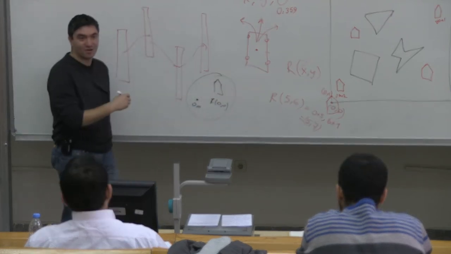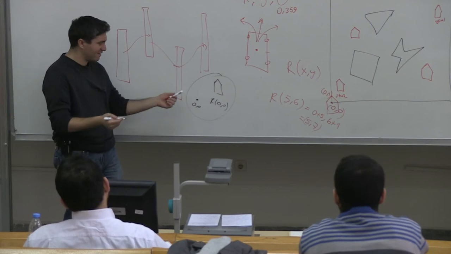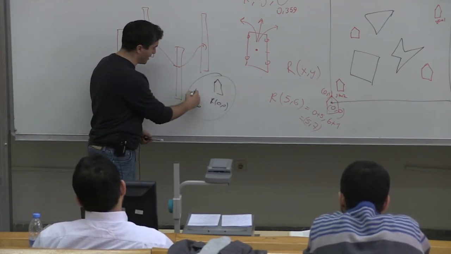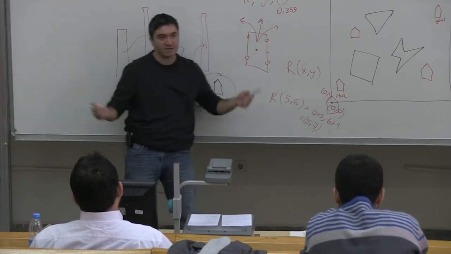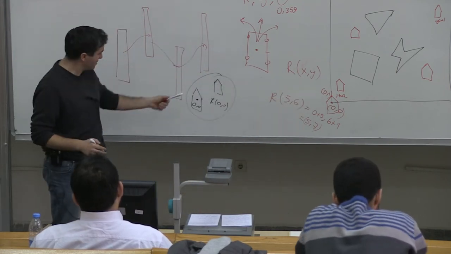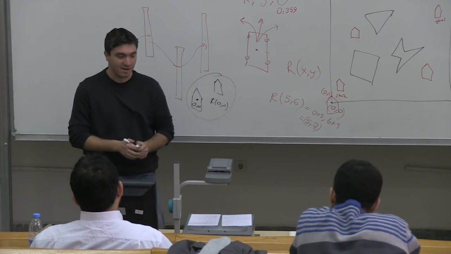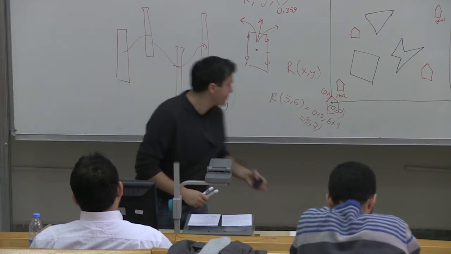Let's not complicate things. Just assume that in R0,0 we have the robot here at the origin, and its reference point is some point inside the robot.